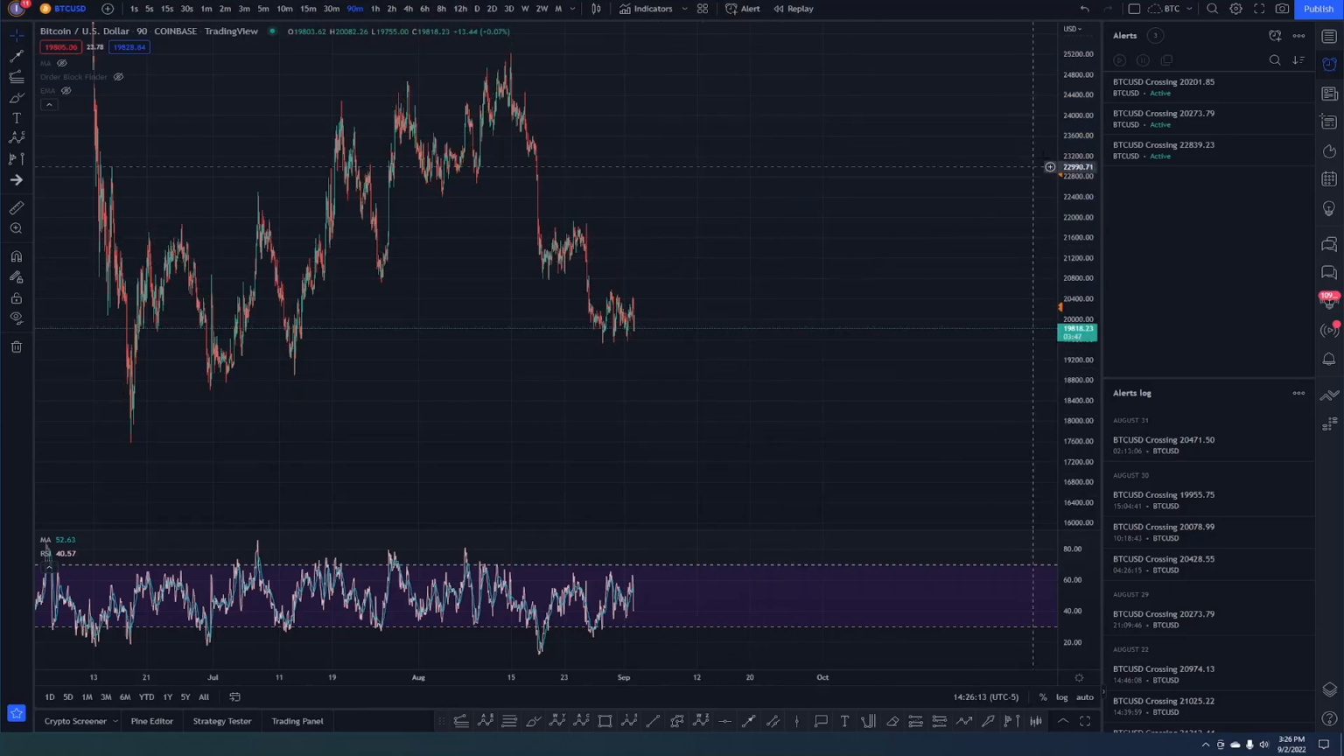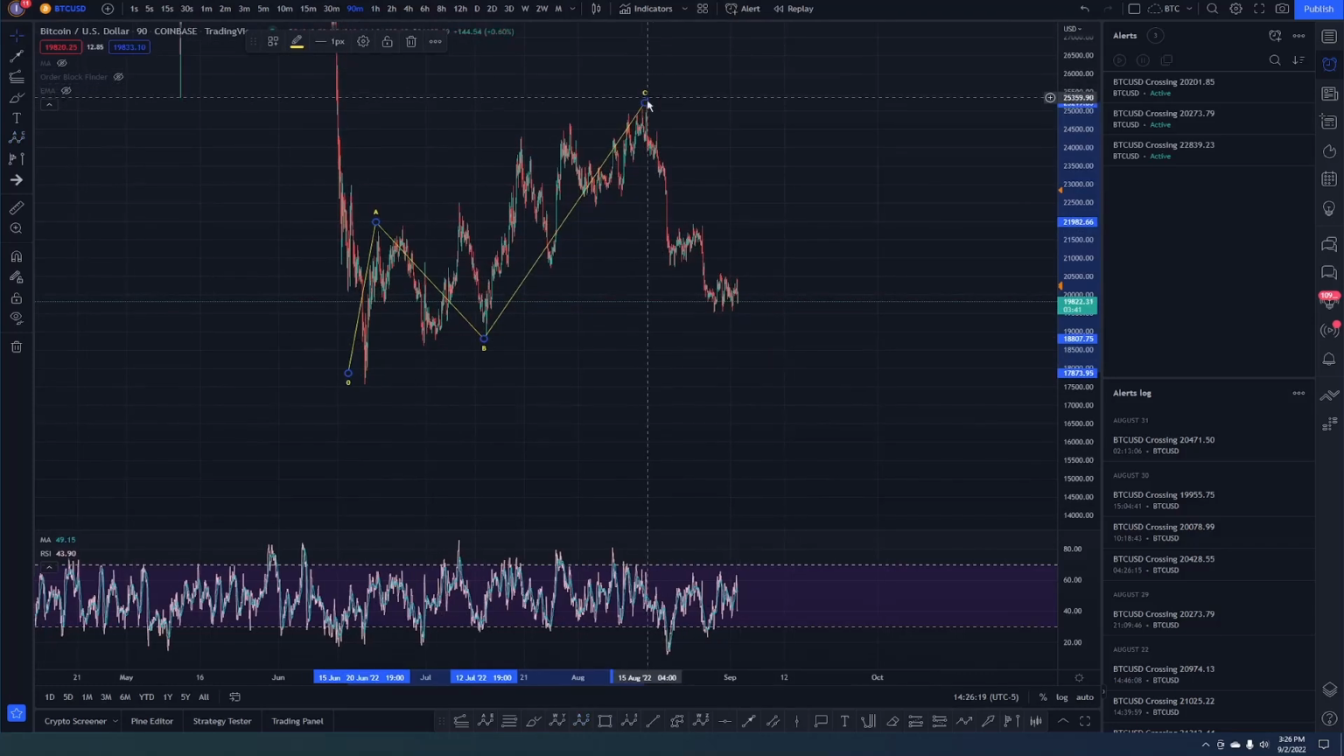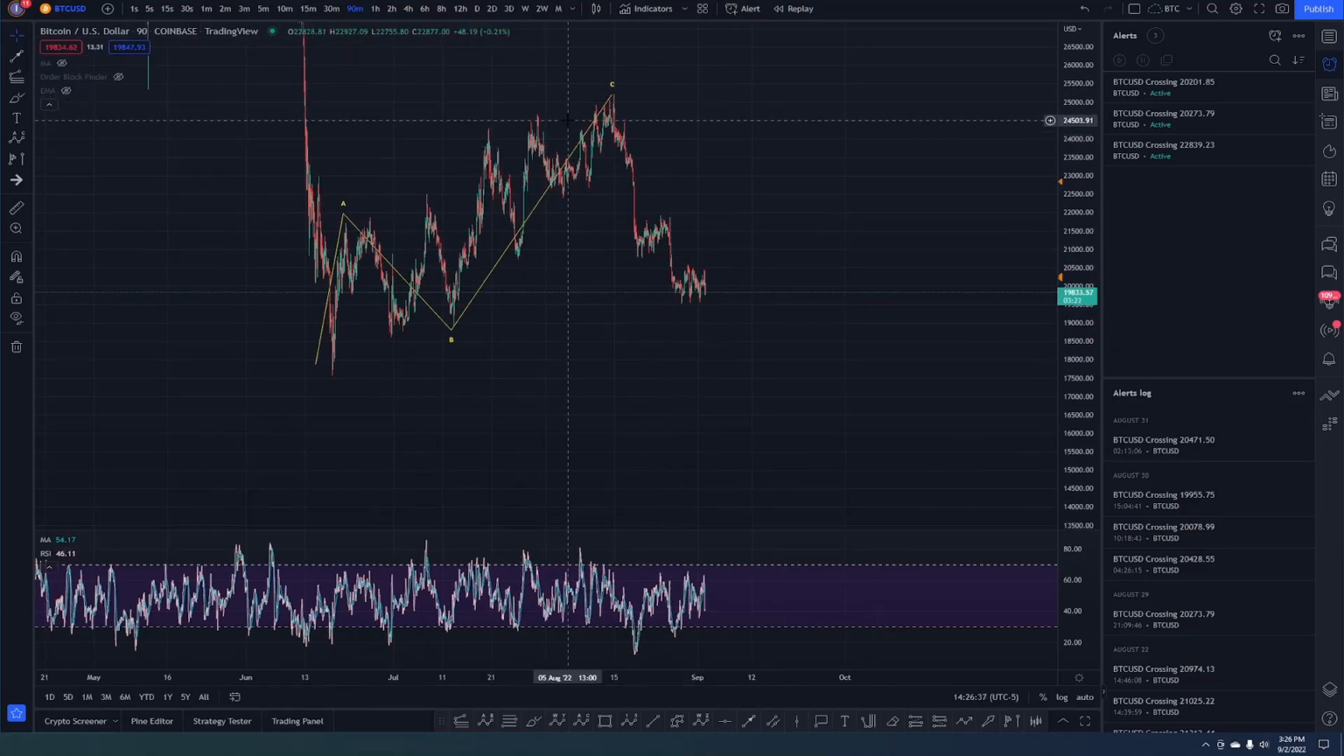Let me show you the final idea that I want to share with you, in light of the fact that this could be an ABC that finished right up here. If this is an ABC, and there is a count for that as well, you might have a diagonal count, or have an ending diag 5. There's any number of things that could be counted. It's a pretty complex and ugly count, but nevertheless, let's just say we've got an ABC that's finished here.